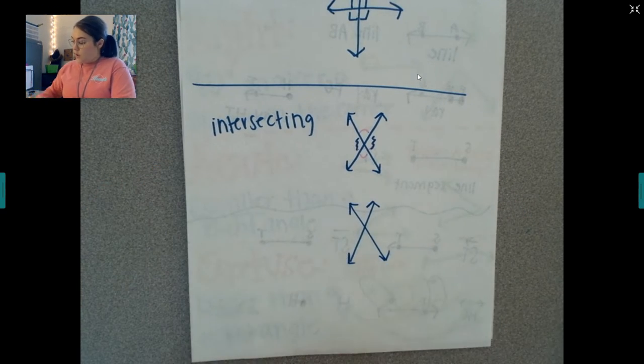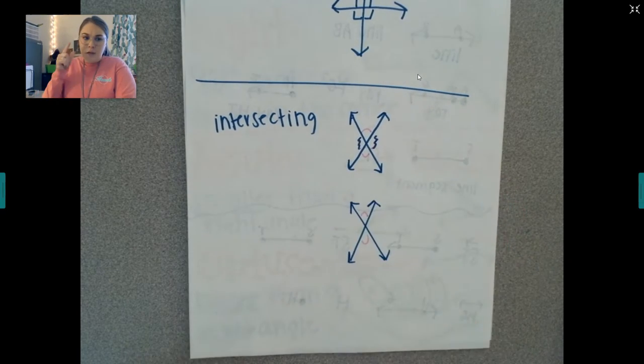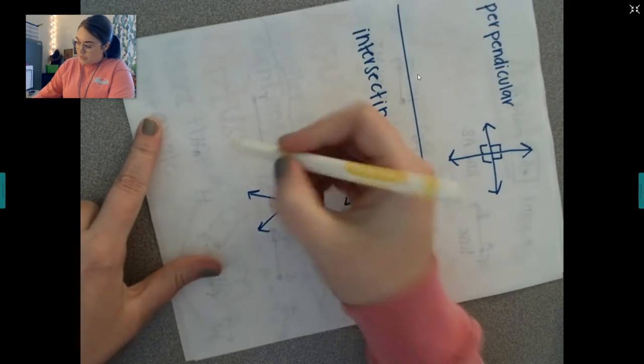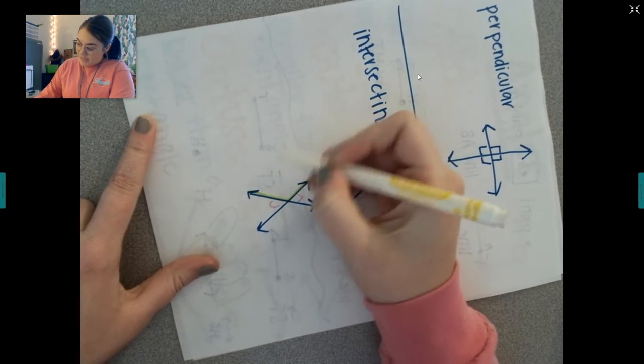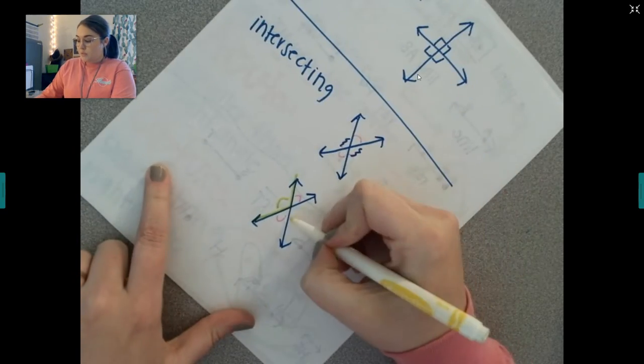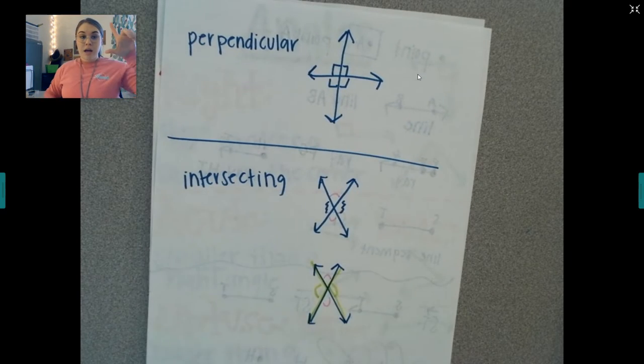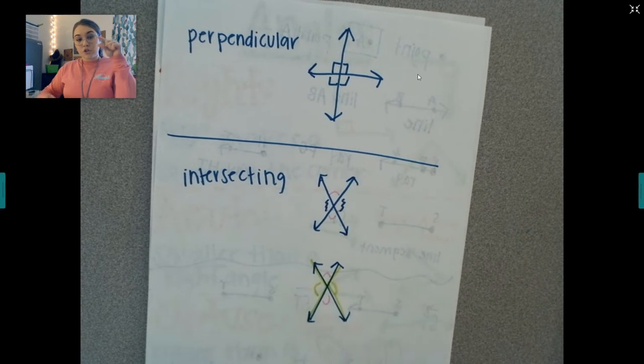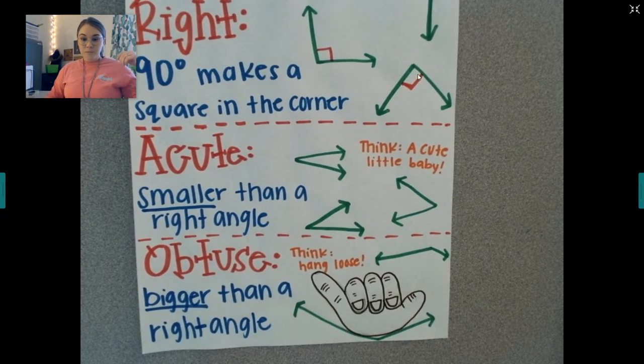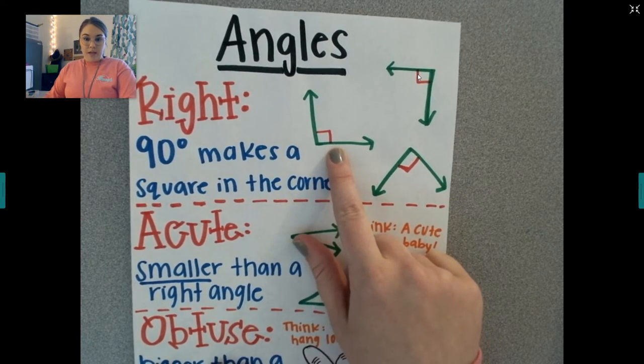So these two are acute. They're smaller than a right angle. They're so cute and tiny. But obtuse, look at obtuse. This angle right here is obtuse, and it shows me hang loose. So again, we have the right angle, which we see in perpendicular lines. We have acute, which is these tinier angles that are smaller than a right angle, and obtuse is hang loose, and it is bigger than a right angle. So these are what those angles look like.